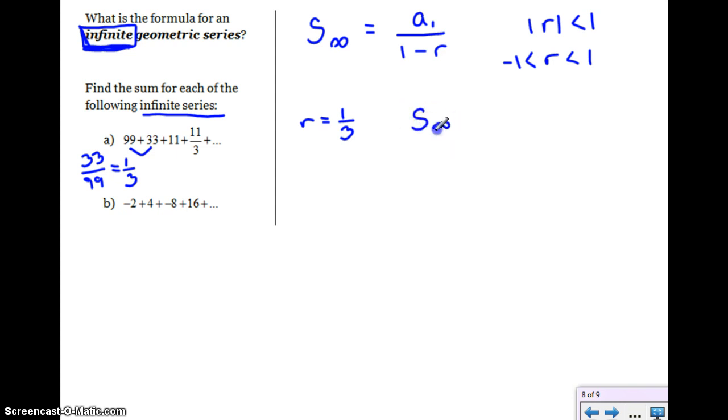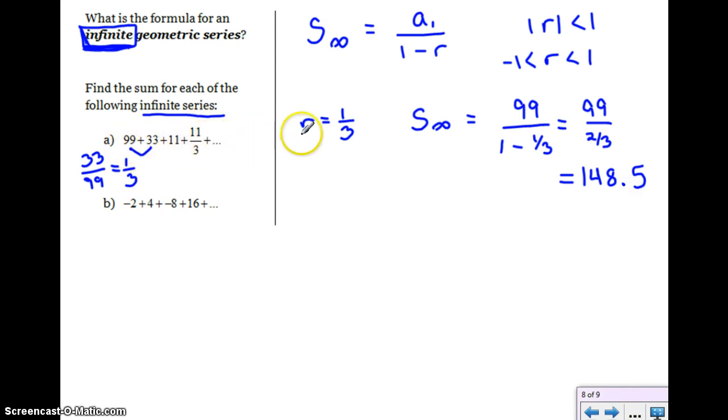So the infinite sum series is the first term, so that's 99, divided by 1 minus 1/3. Okay, so 1 minus 1/3 is actually 2/3, right? So I can go ahead and say 99 divided by 2/3, and I wind up with 148.5.